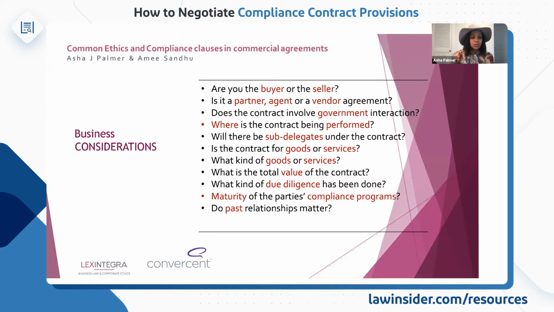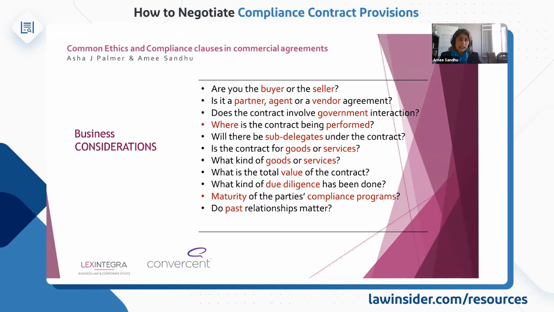So these are just some of the considerations. Are you the buyer or are you the seller? Is it a partner, agent, or is it a vendor agreement? Is there government interaction? In what country or countries is the contract being performed? Will there be sub-delegation of certain parts of the contract, say you will hire a third party or otherwise? Is it a goods contract or is it a services contract? What's the total value? What's the relationship between the parties? It's those types of things that will change, and we want you to keep all of those in the back of your mind, because that will change how some of these compliance contractual provisions should be phrased or approached. And we will really get into where you can negotiate and where you can't negotiate depending on these considerations.